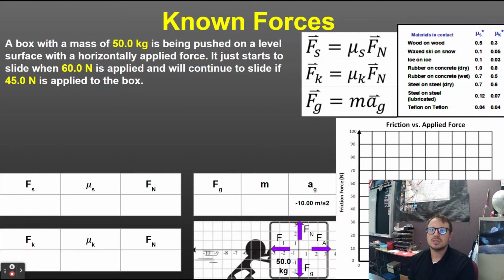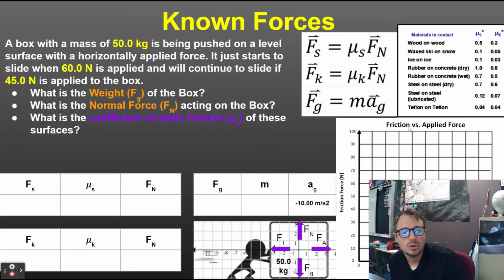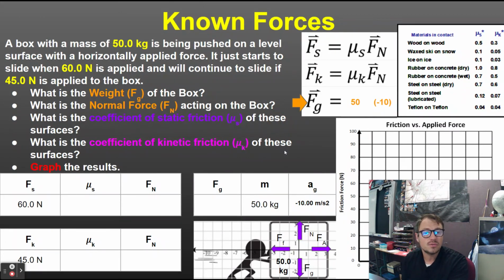It just starts to slide when 60 newtons is applied and will continue to slide if 45 newtons is applied. So the first thing we need to do is figure out how hard those objects are being pressed together. So that's going to be, well, the weight. Now remember, weight is going to be a negative force because it's pulling down. Now the normal force in this case is going to balance it out at 500 newtons.